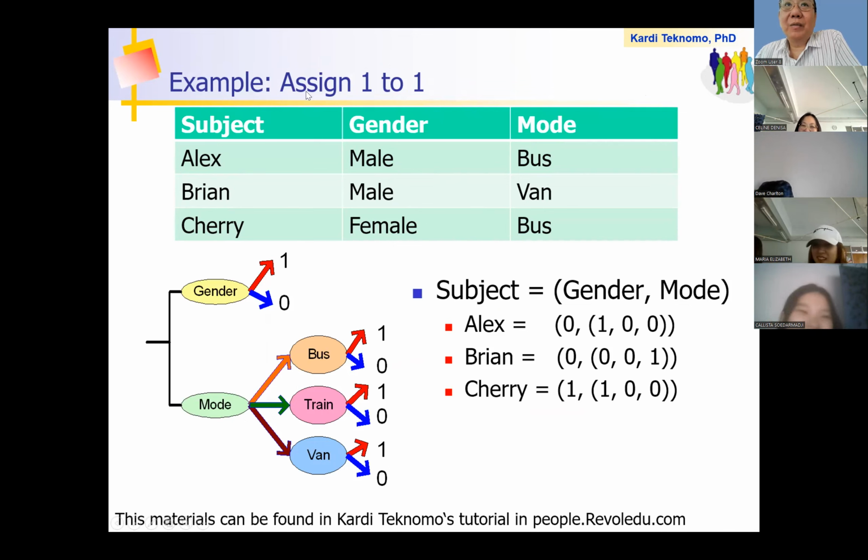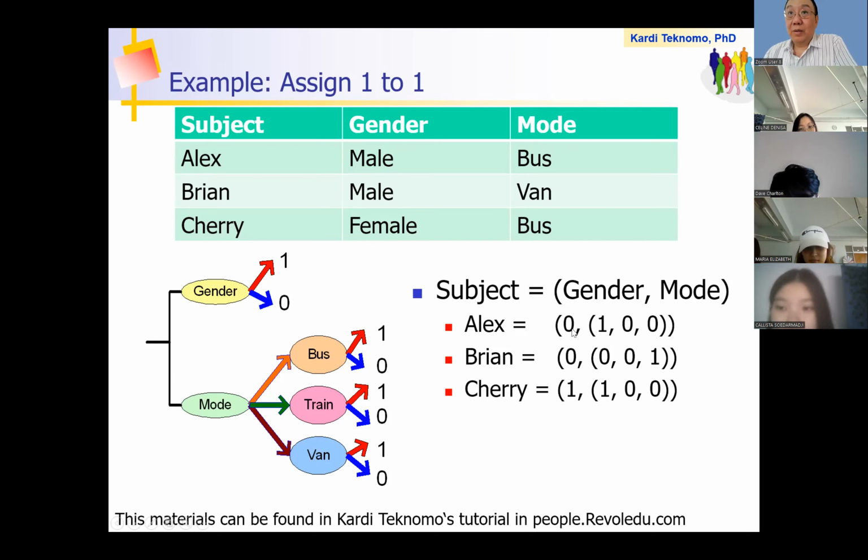So for each variable, I will have an assignment, right? 1 to 1. So gender is 0 and 1. The mode, I have 3 possible modes. So each discrete category you put as 0 and 1. Can you see this? So bus is either 0 or 1, train is 0 or 1, van is 0 or 1. So in that case, if you say gender and mode, that will become how many variables? 4 variables.